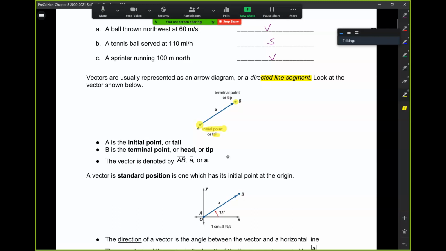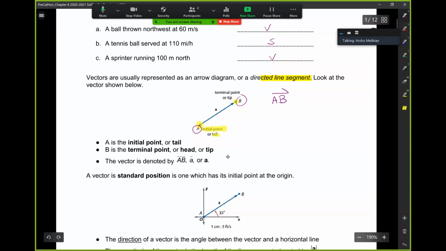Now, how to label a vector? The initial point always gets a capital letter, A, B, C. The terminal point gets a capital letter too. To label a vector, you can use the initial and terminal points, so capital A, capital B, in that order. It's like a ray from geometry. If you do BA, it's going in the wrong direction. And in order to say that it's a vector, you use a one-sided arrow, so it's different from how a ray looks.